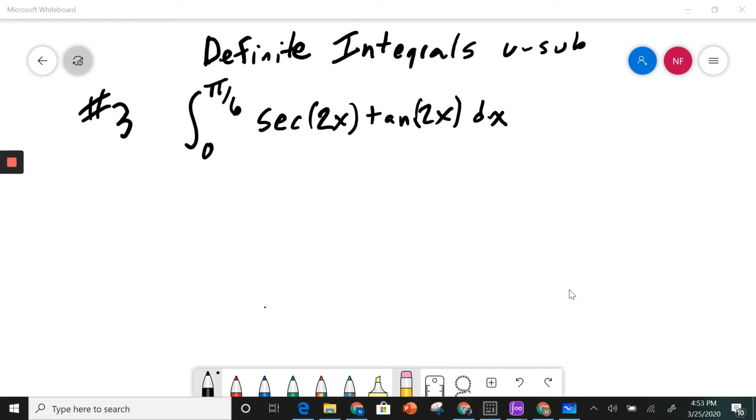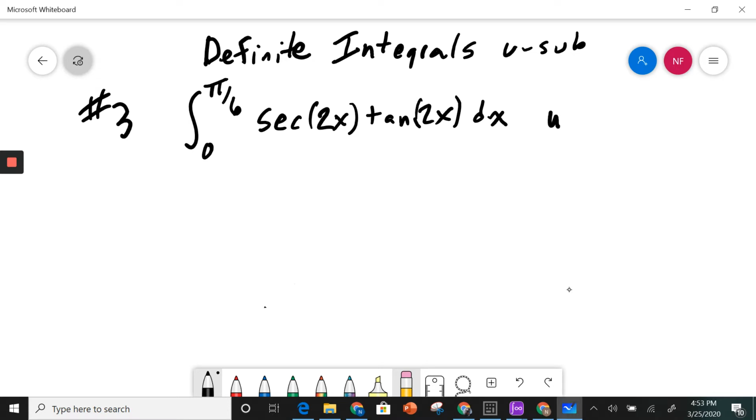Okay, here we're going to do some more definite integrals with u-substitution, and the first one we're going to look at is number 3 that I gave you, which is the integral of secant 2x tangent 2x dx from 0 to pi over 6. And again, this is something that we have to do u-substitution for because we don't have a formula for secant 2x tangent 2x. We have one for secant tangent, right?